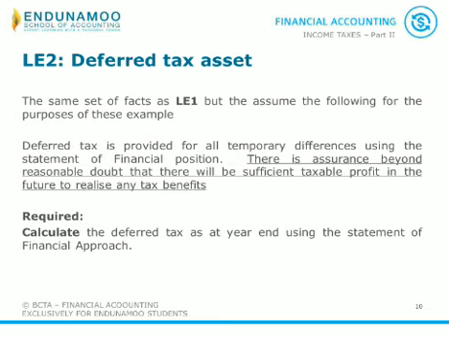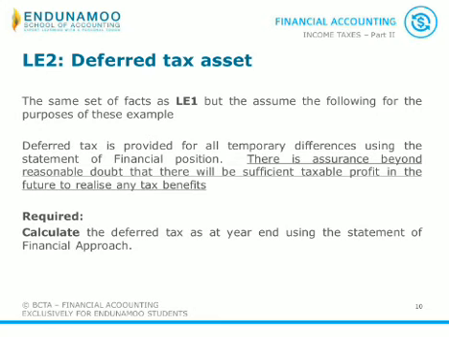It's the same example, with the same set of facts, but we're just going to change our assumptions a bit. Let's see what it says. The same set of facts that we learned in LE1, but assume the following for the purposes of this example. Deferred tax is provided for all temporary differences using the statement of financial position. There is assurance beyond reasonable doubt that there will be sufficient taxable profits in future to realize any tax benefits.